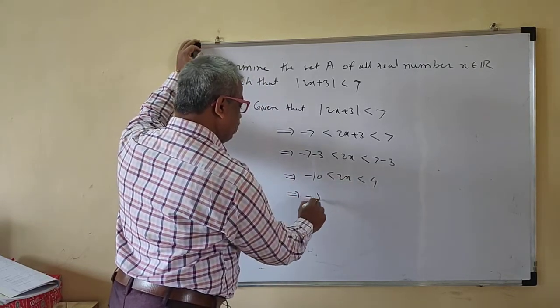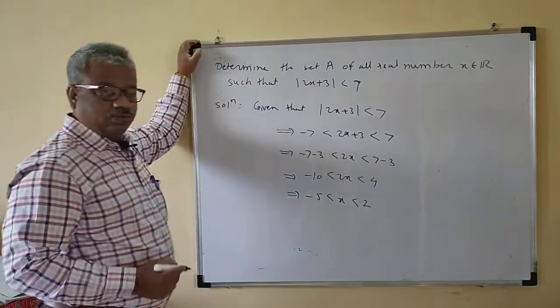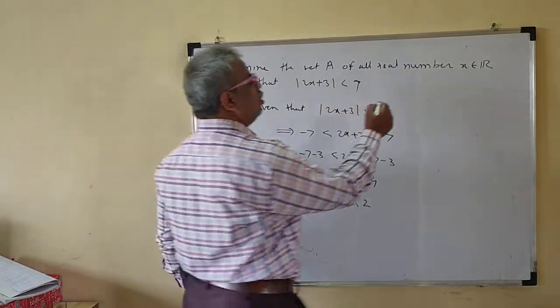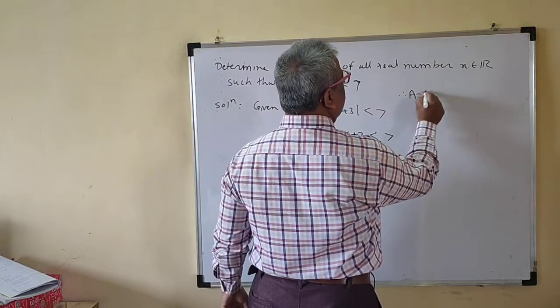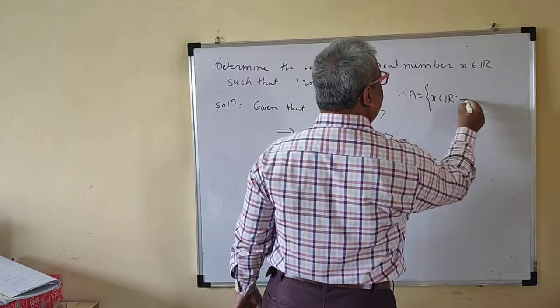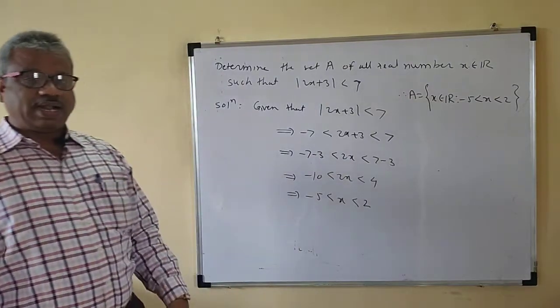So this implies that minus 5 less than x less than 2, as you are dividing by 2. So therefore you have to determine the set A. Therefore A is x belongs to R such that minus 5 less than x less than 2. This is your required answer.